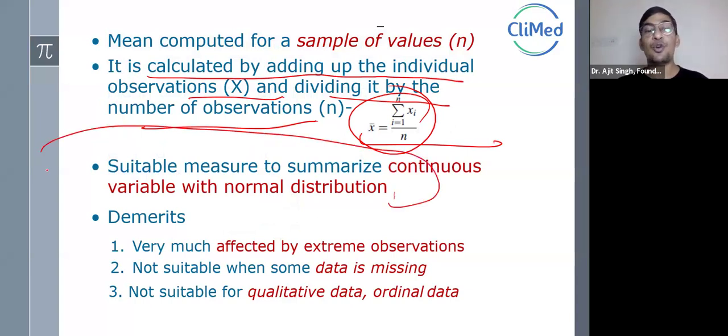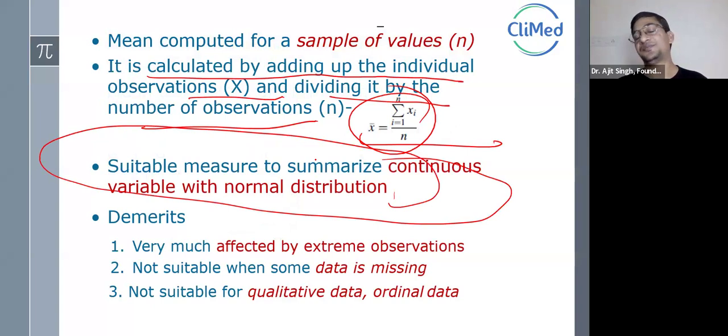It is used only for the continuous type of data. Mean can be used only in the continuous type of data. Even mode and mean usually are used in the continuous type of data only. Okay, guys. And the demerits are when we have continuous type of data.